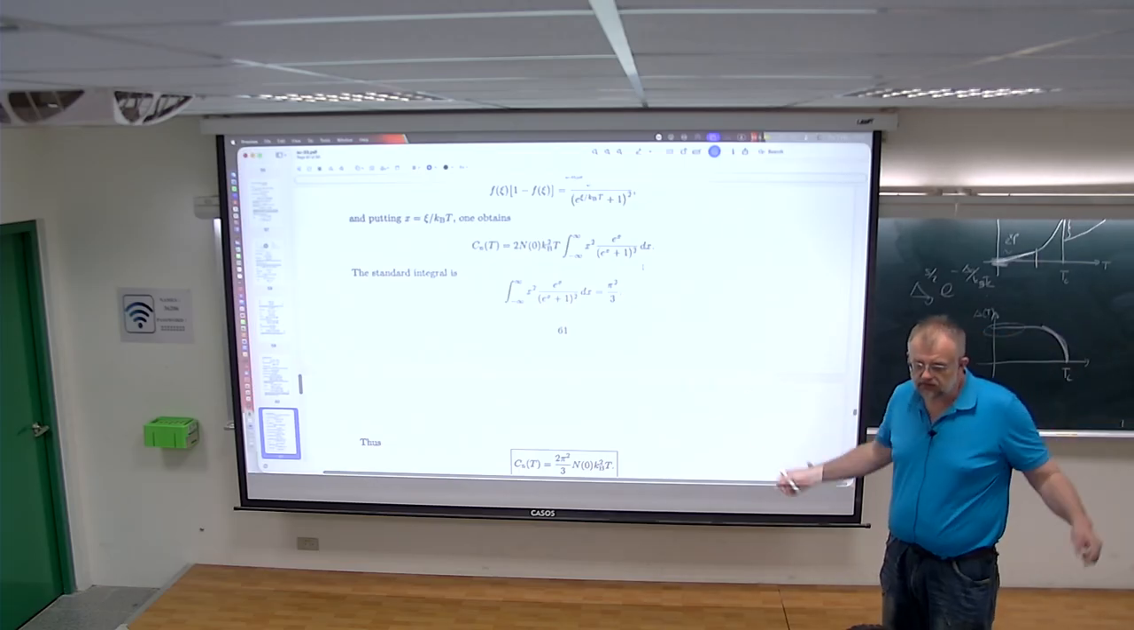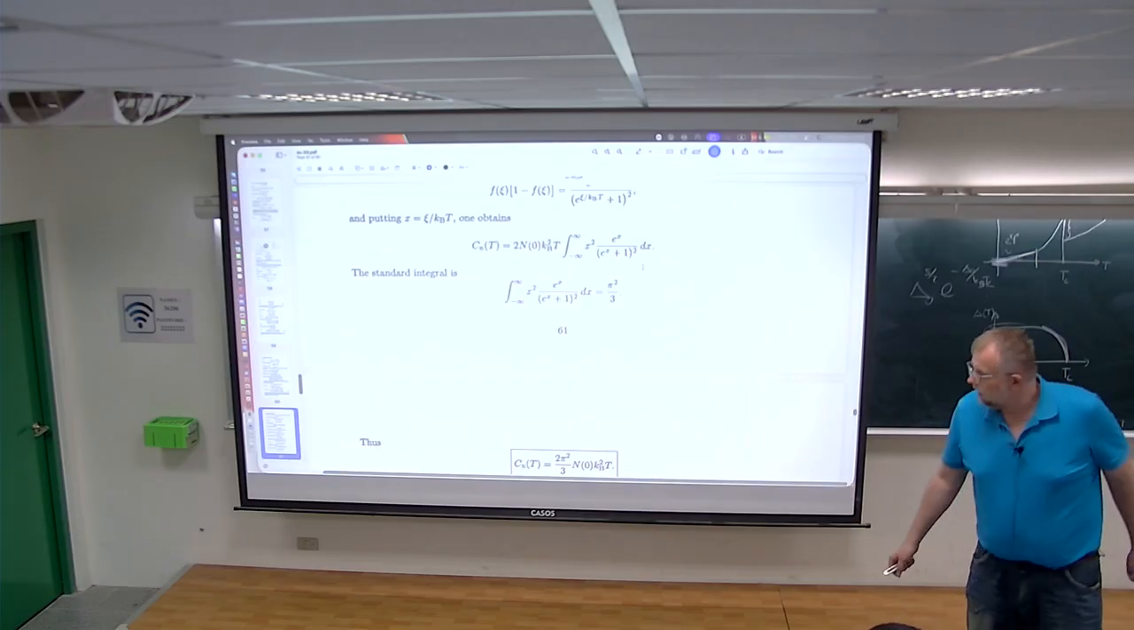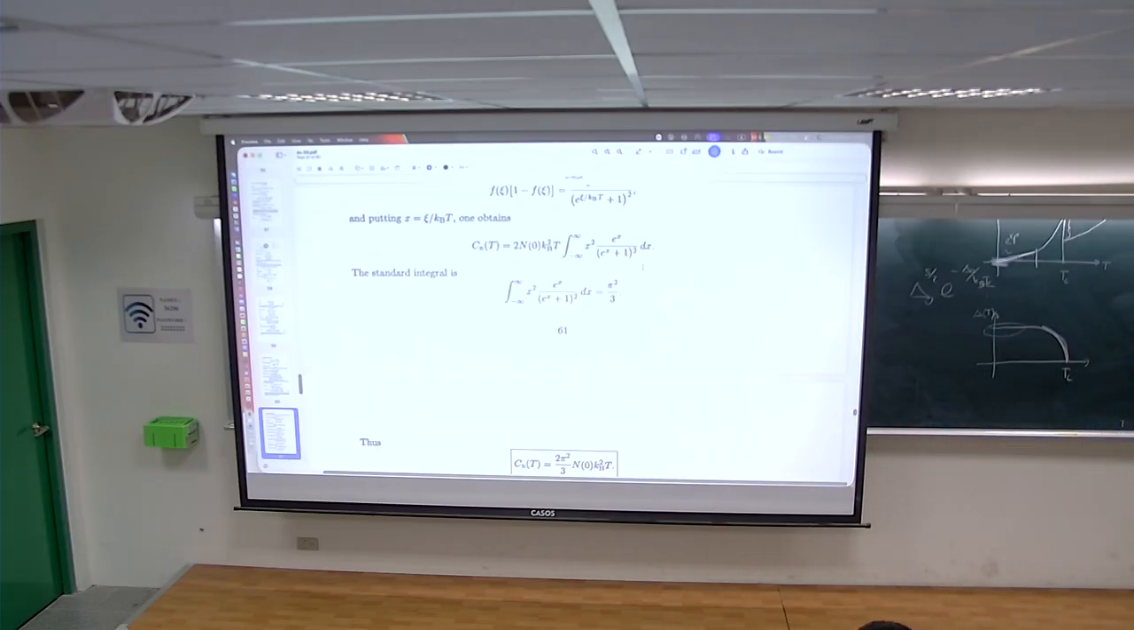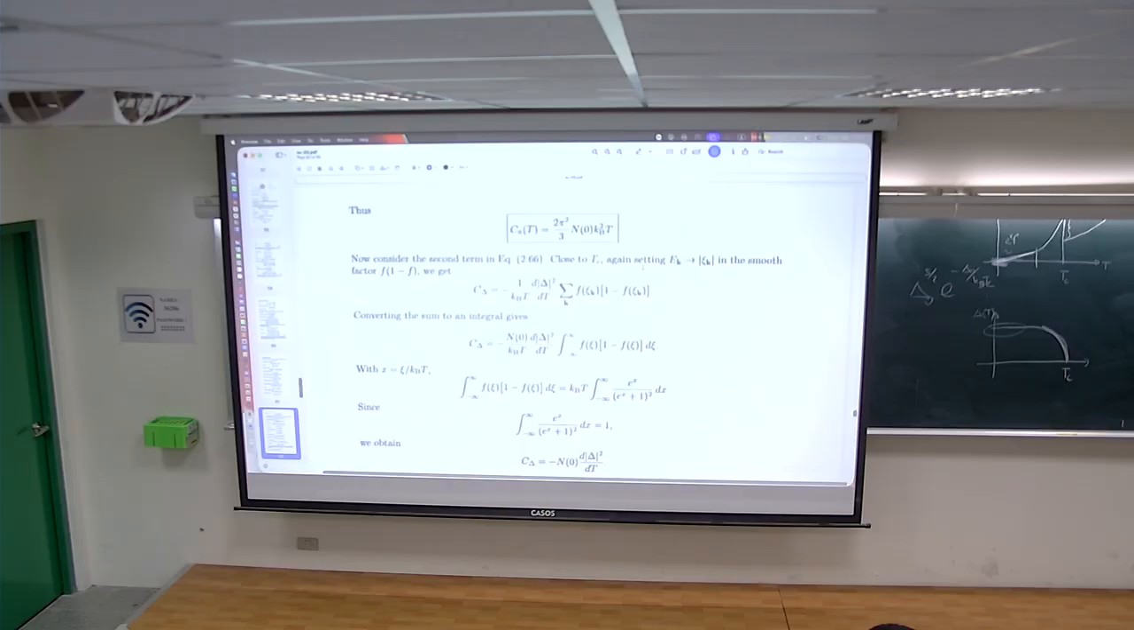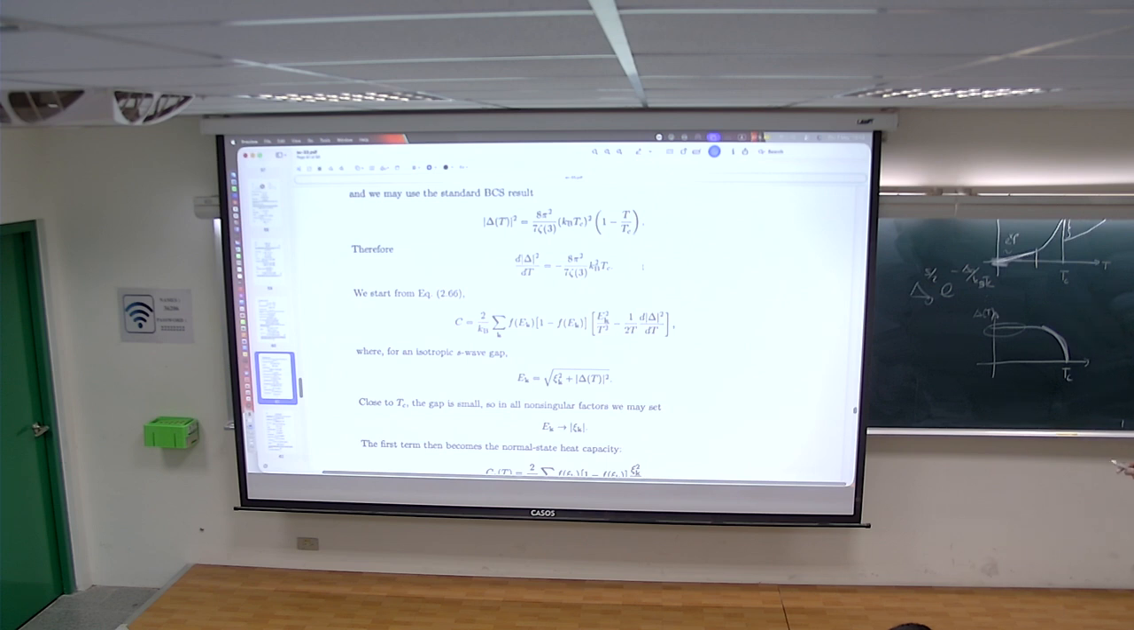I'm just telling you that; I will not repeat all the calculation, since we did it in statistical physics. So the normal state component is giving you this result. The first term in this formula gives this result, and you see it decreases linearly with temperature. So we calculated that the first term is this.